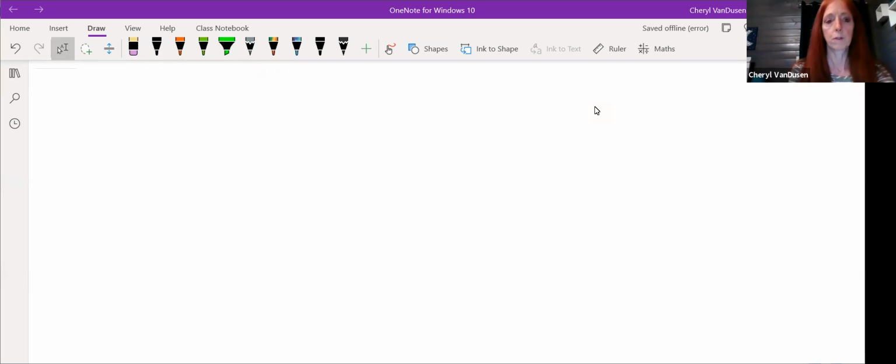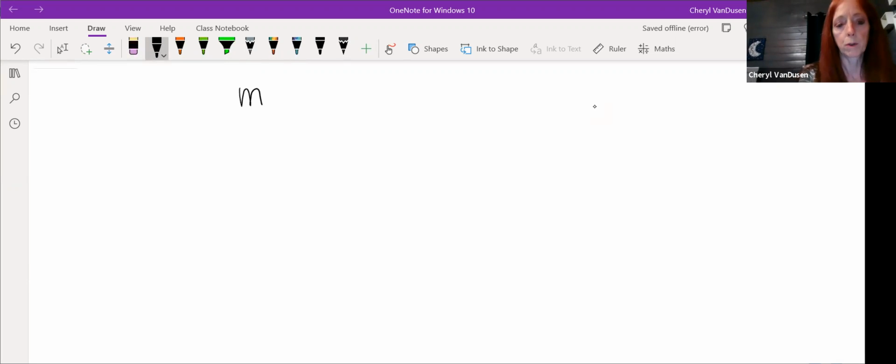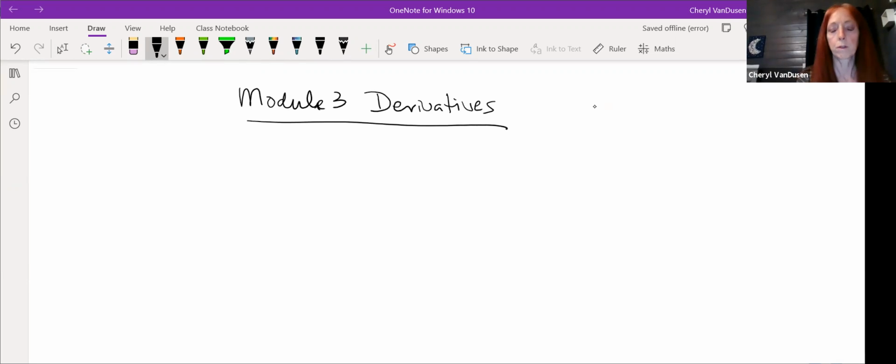This session is going to cover some of the starting material on Module 3, which is all about derivatives. And the basis of derivatives flows all the way back to trying to find the slope of a curve at a point. So let's back up and talk about what we already know about slopes of lines, because we did slopes of lines way back in grade 10.